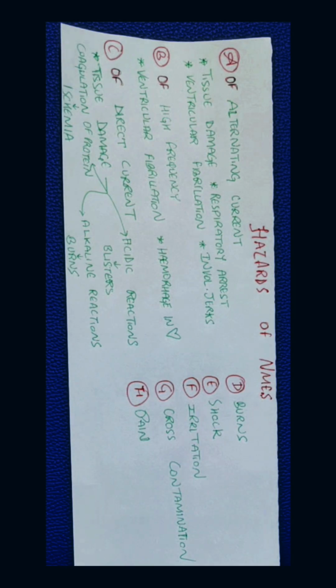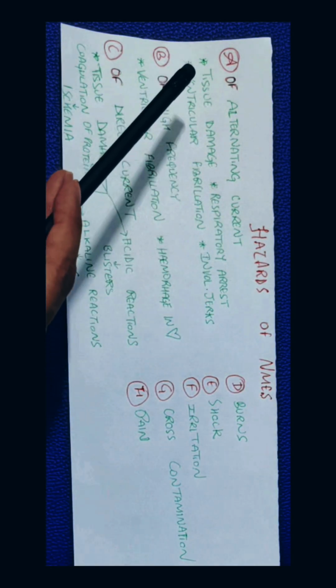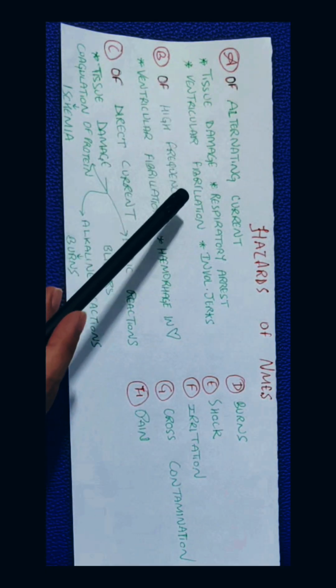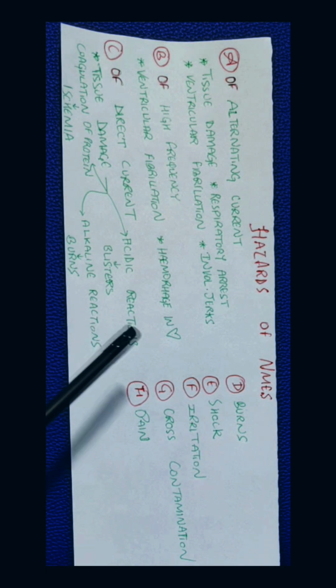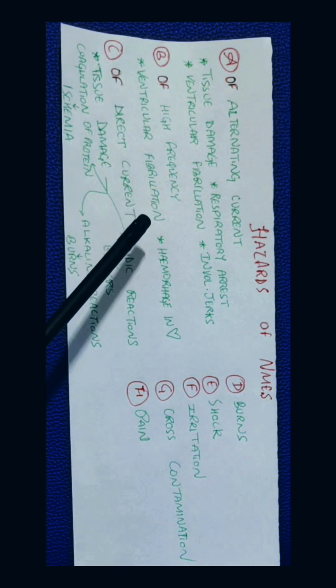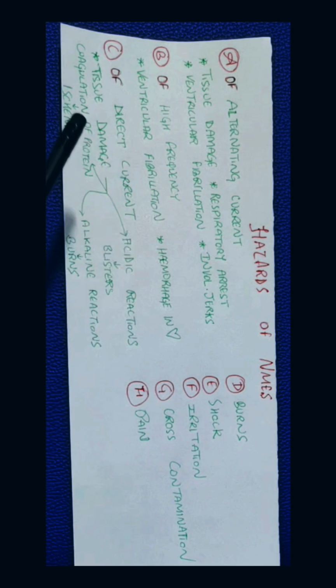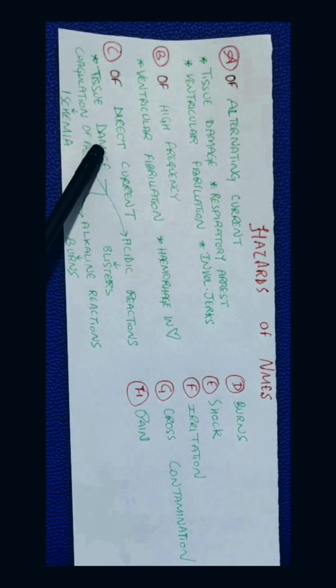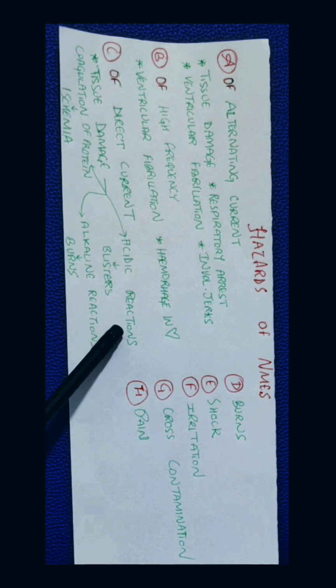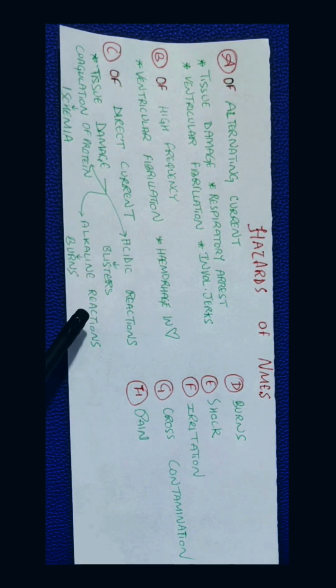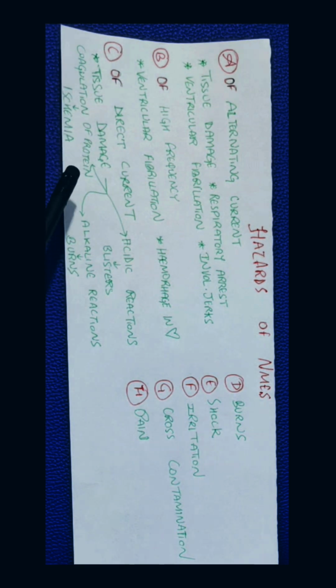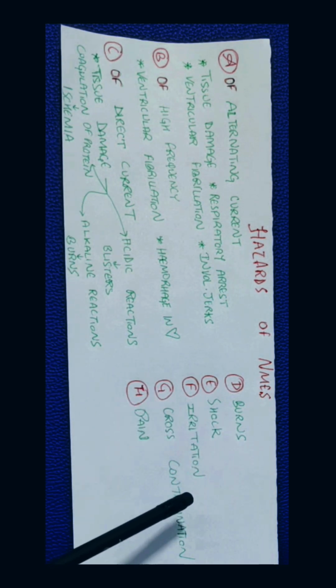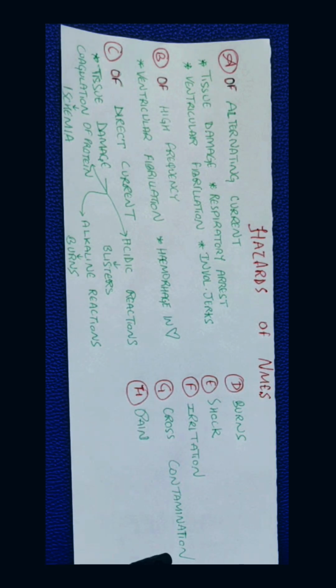There are hazards of NMES. Hazards of alternating current can be tissue damage, respiratory arrest, ventricular fibrillation, and involuntary jerking. Hazards of high frequency are ventricular fibrillation and hemorrhagic effects in the heart. Hazards of direct current are basically tissue damage that can show up in the form of blisters with acidic reaction, and tissue damage in the form of alkaline reaction causing burns. Tissue damage also includes coagulation of protein in the microcirculation leading to ischemia. There can be burns, shock, and irritation. Cross-contamination is very common. Pain can increase.